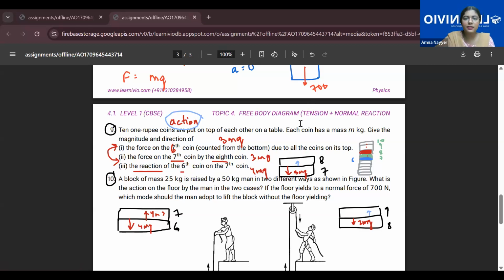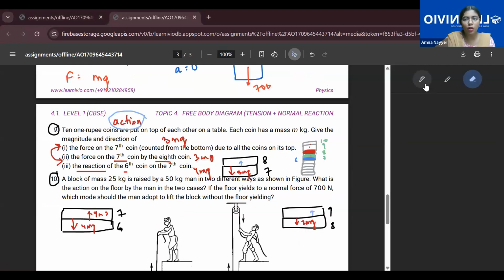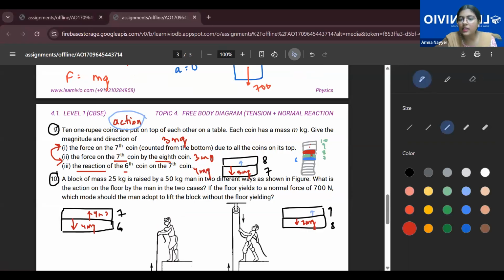See, Maha, there are 10 coins present like this. The actual question was, the force on the seventh coin due to all of these. So seventh is the fourth coin from the top. The 10th, 9th, and 8th are already there. So when the force is exerted on the 7th by all of the coins on the top, it's due to all 3 coins. Each has mass m, so they give a total weight of 3 mg. Because 3 coins are on top of it.